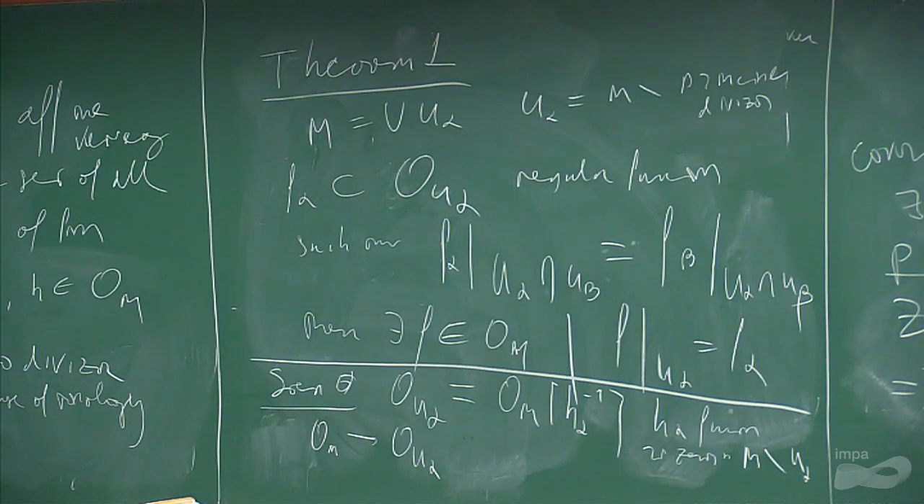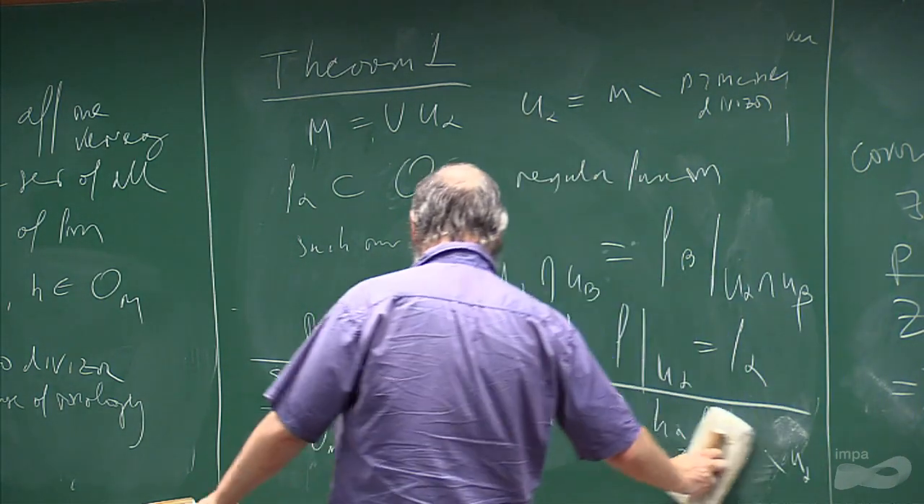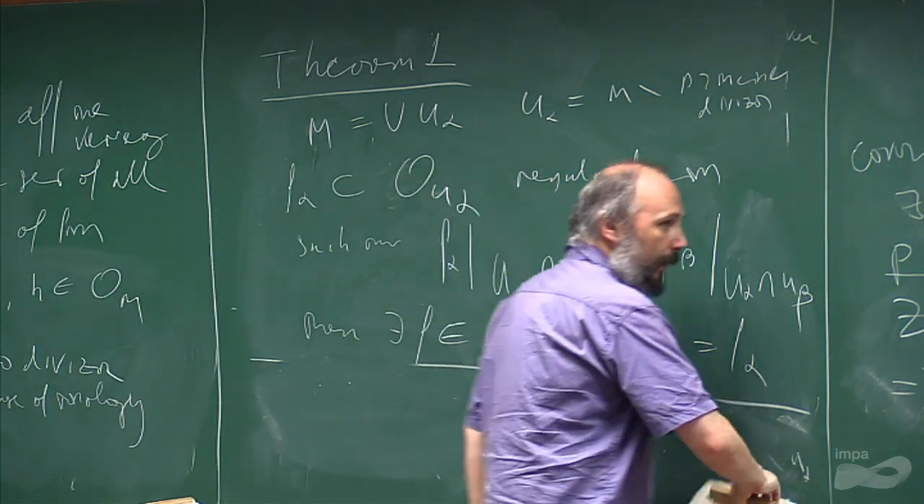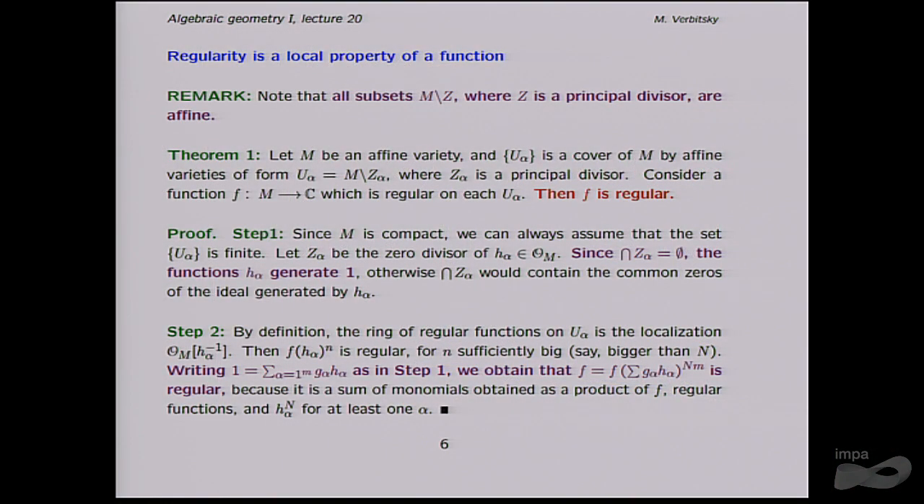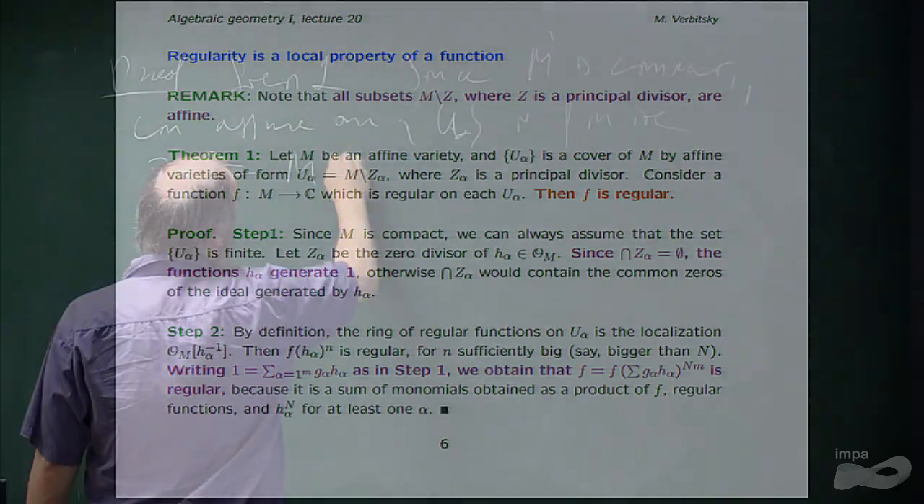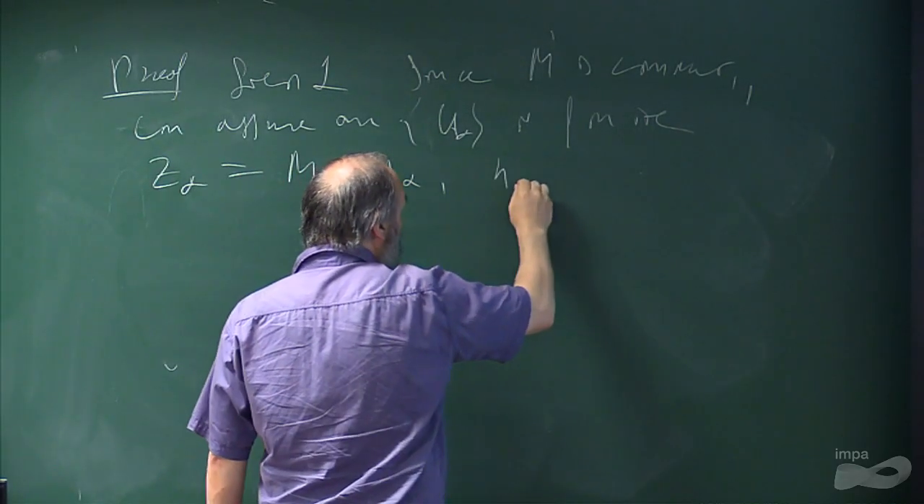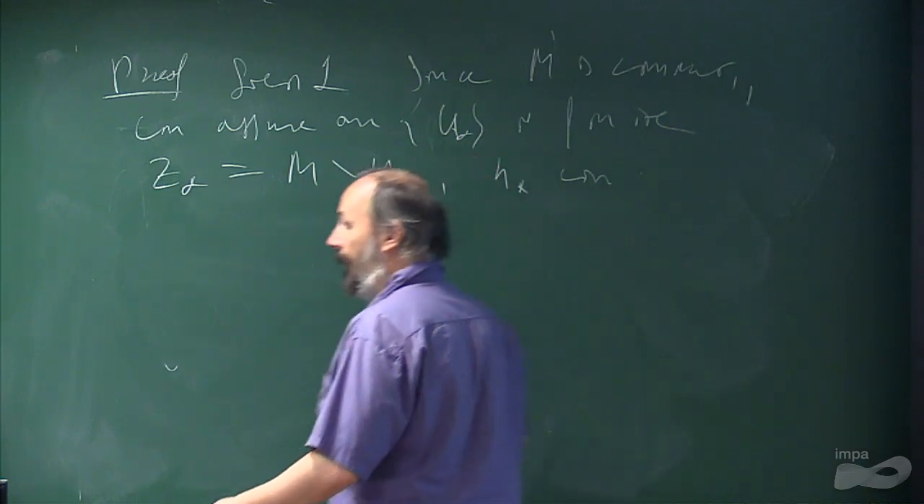Okay. So let me erase this step 0 and continue with what I'm going to tell you. So we can assume this is finite. Okay, and then the intersection of all Z_alpha. Let Z_alpha be M without U_alpha, and H_alpha the corresponding function defined as here.